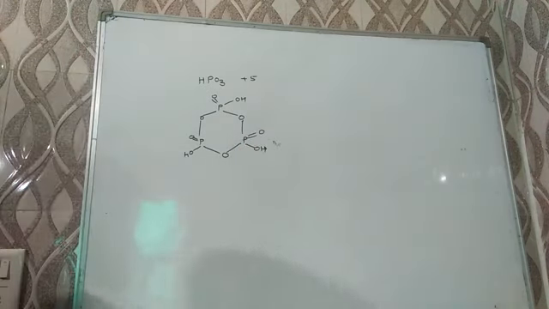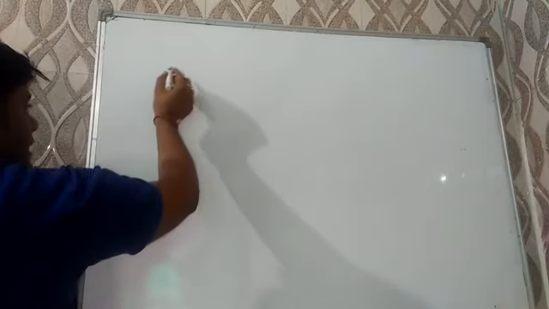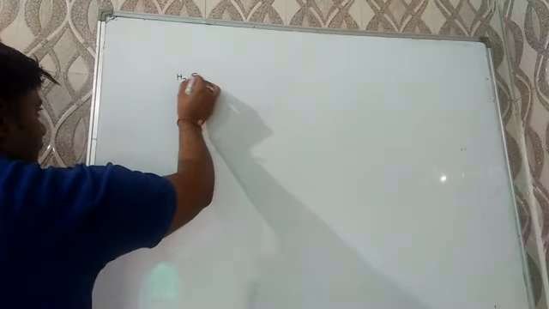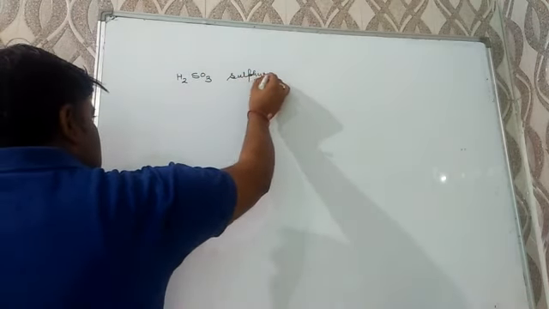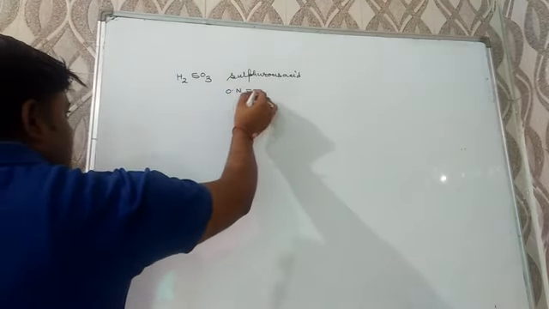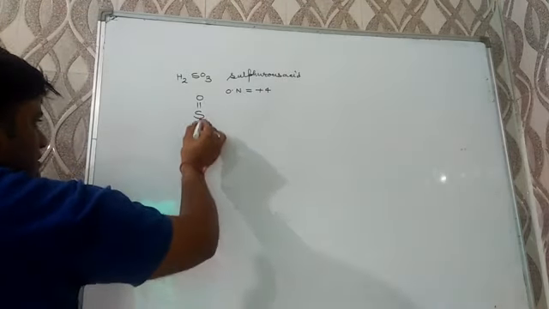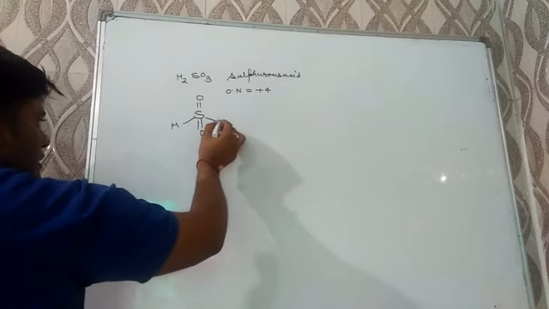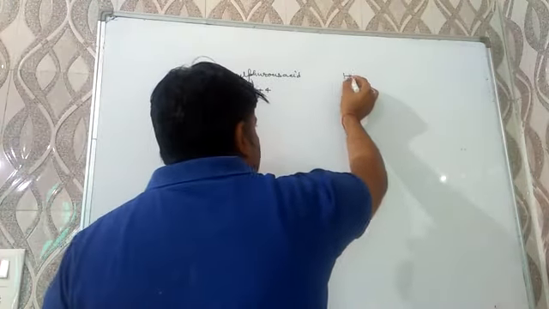Now I am taking the oxo acids of sulfur. As phosphorus forms 9 oxo acids, sulfur will form 7, and the first one is H2SO3. Name of this compound is sulfurous acid. Oxidation number is +4. Basicity is 1. Structure possible will be H double bond O, H double bond O, one H and one OH. So basicity is 1.